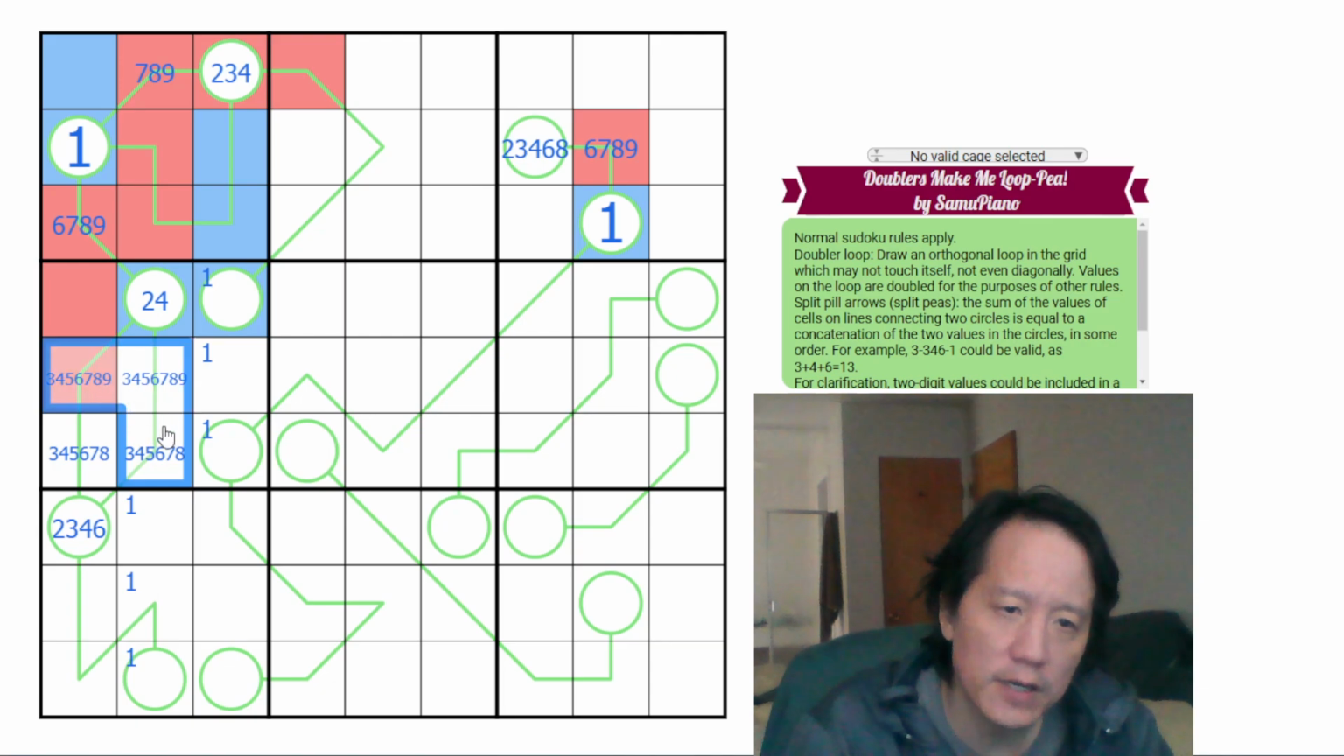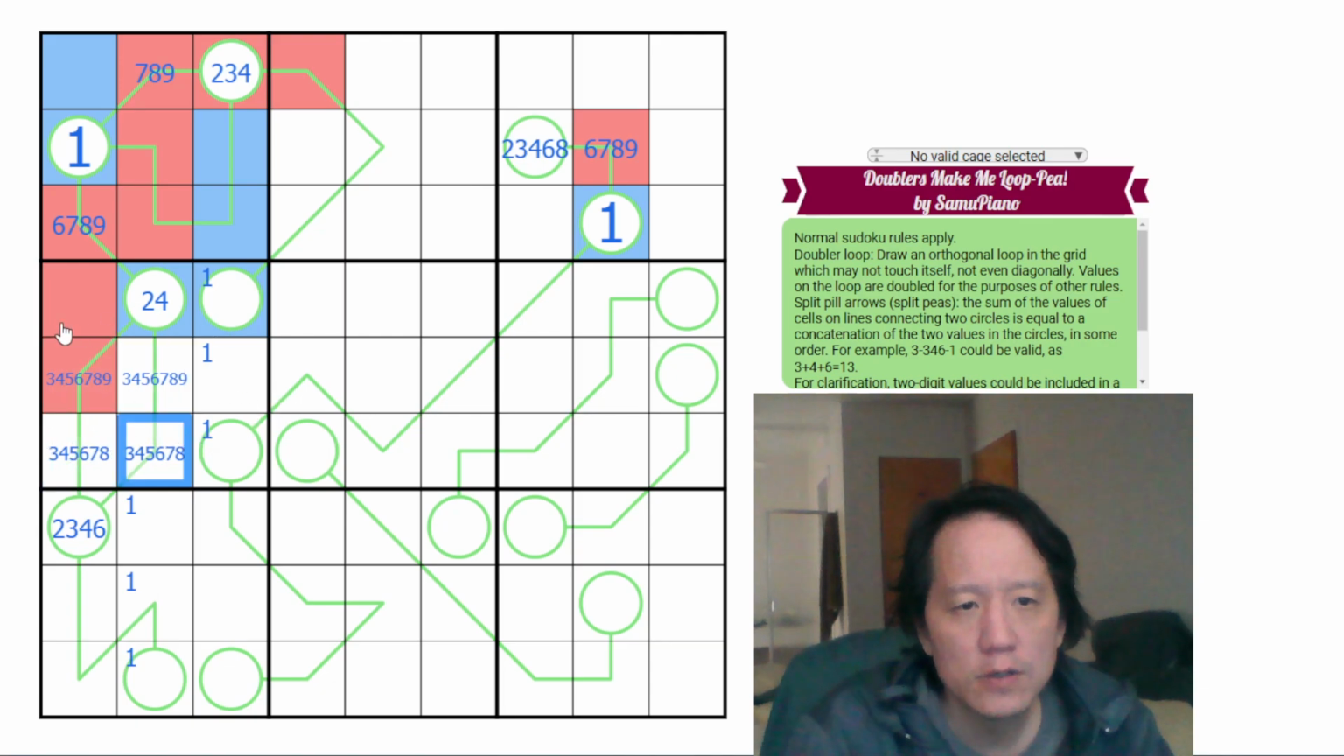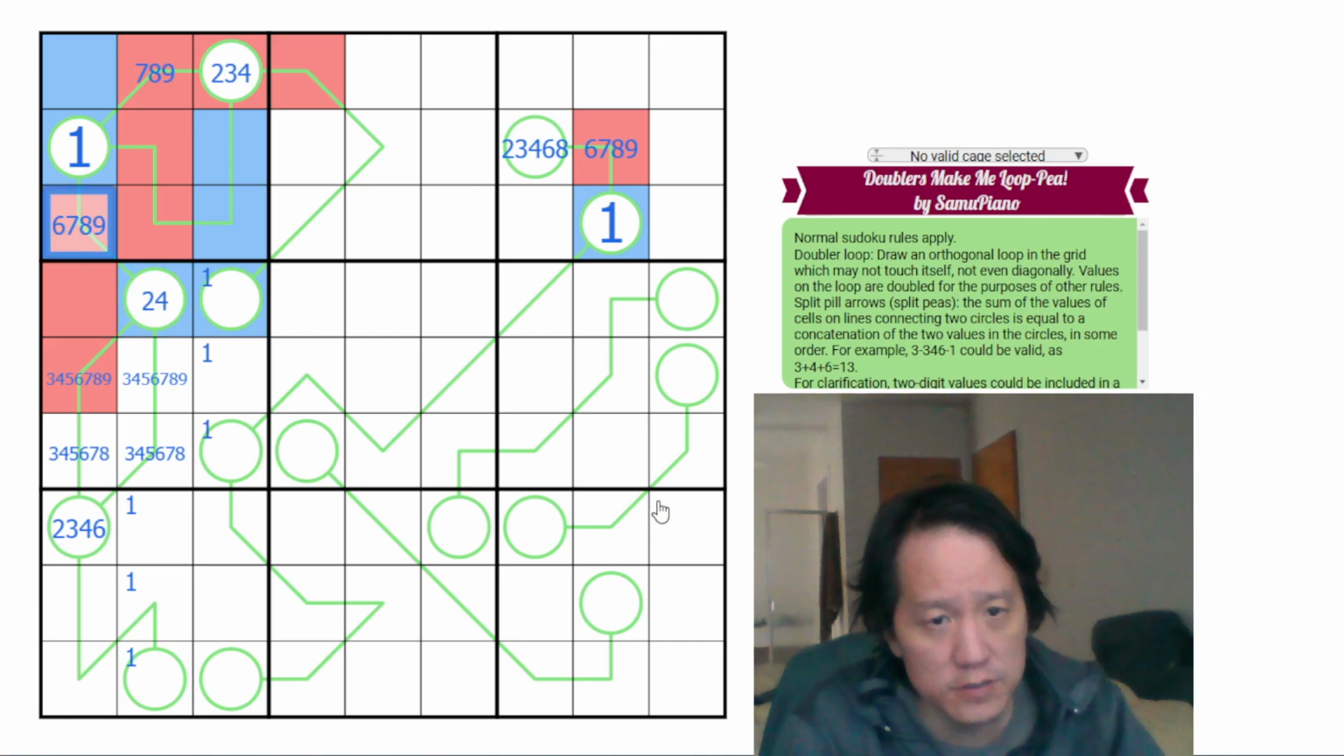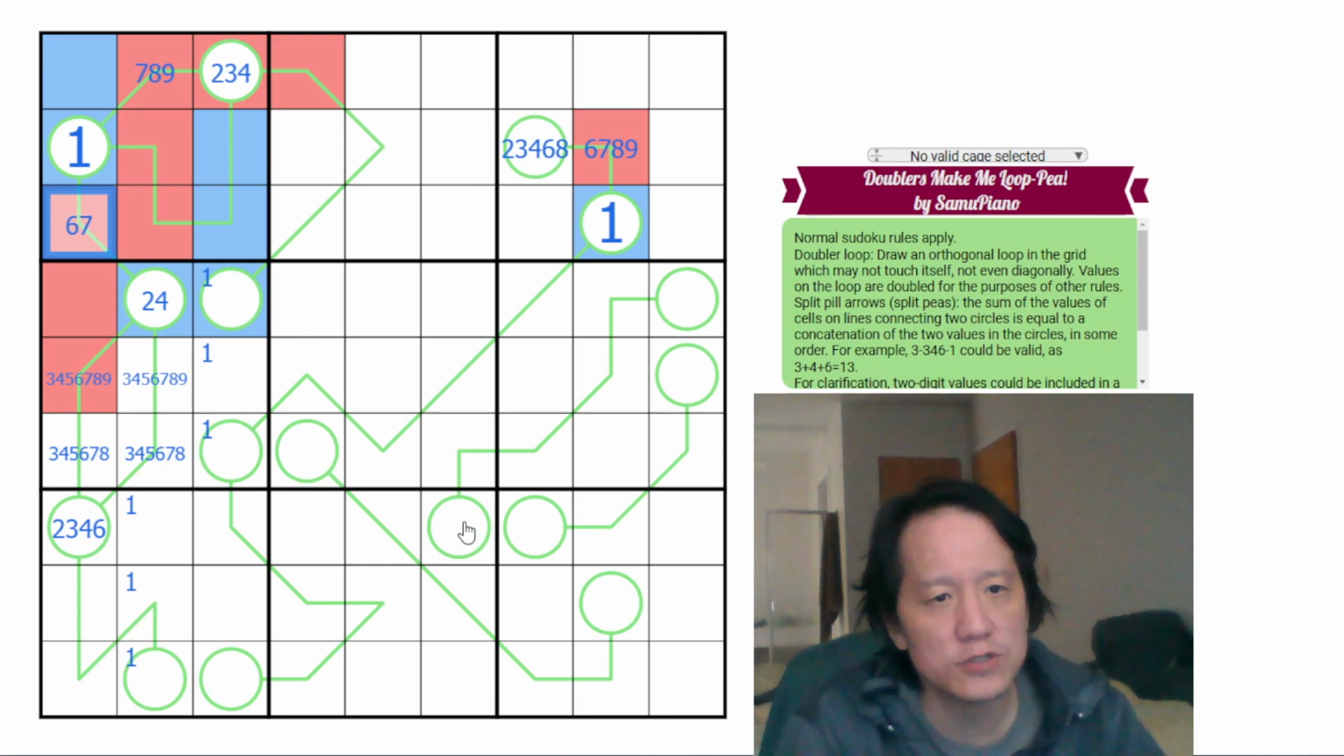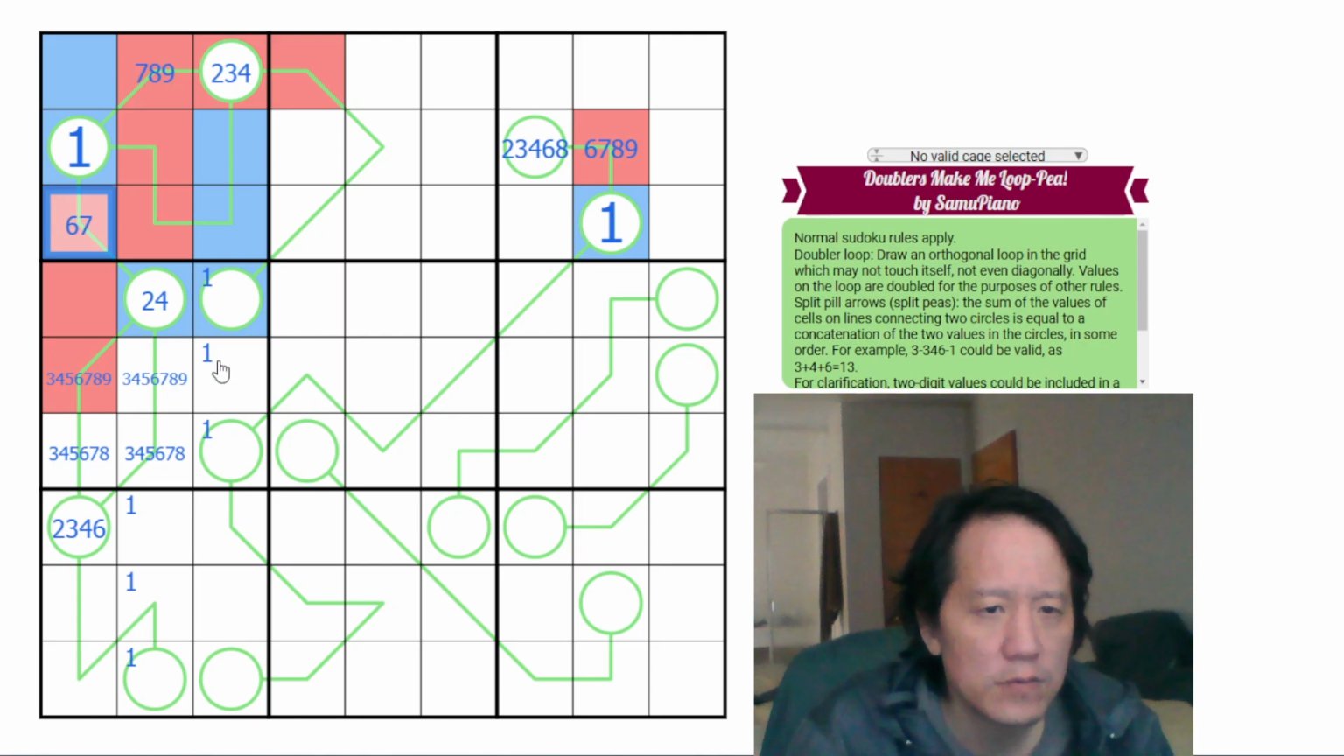The 2 cannot be here either. This doesn't... Okay, so this is 2 or 4, which means this is 6... oops. This is 6 or 7. Right? Because it's either 12 or it's 14, in which case that's 6 doubled or 7 doubled.